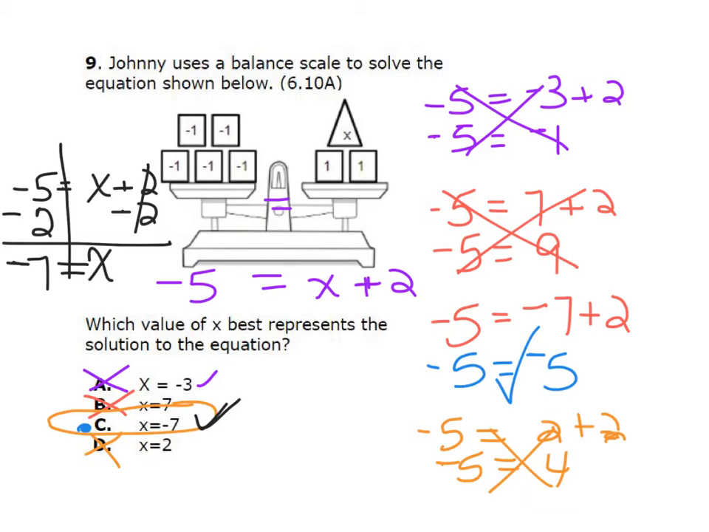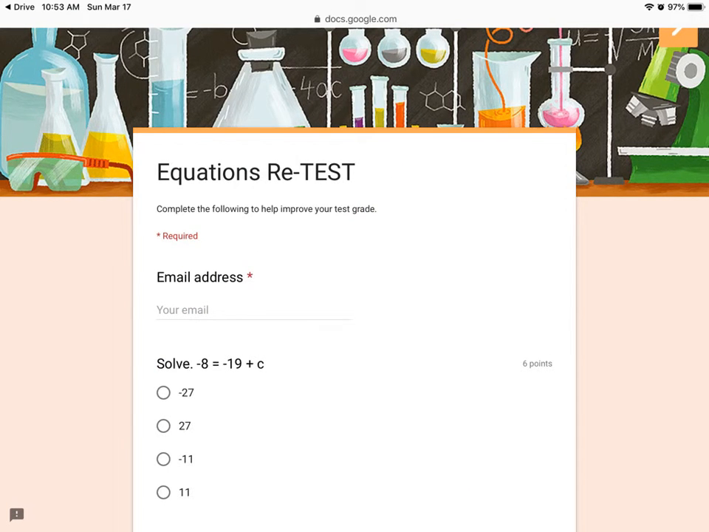So go ahead and stop the video, go look at your mistakes, and then come back to the video. Okay, so now that you're done with all your test corrections, make sure that you staple it together with your test. Make sure that you did both components, showed all your work, and explained your mistakes, and then come to the Google Forms in your Google Classroom.